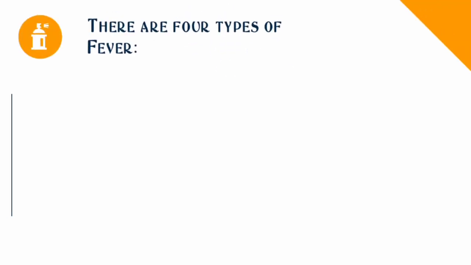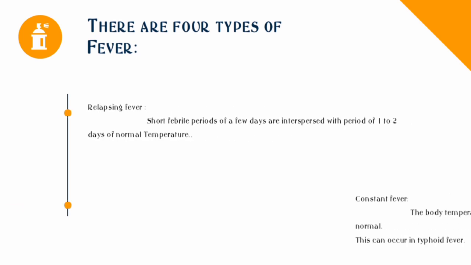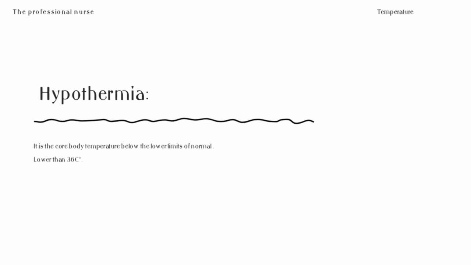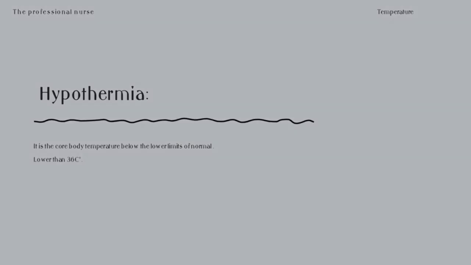In relapsing fever, short febrile periods of a few days are interspersed with periods of 1 or 2 days of normal temperature. During a constant fever, the body temperature fluctuates minimally, but always remains above the normal temperature. Hypothermia. Hypothermia is a core body temperature below the lower limit of the normal body temperature.